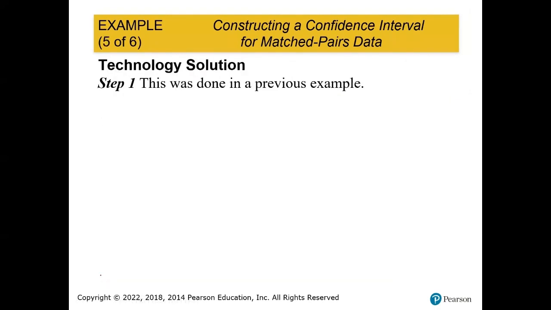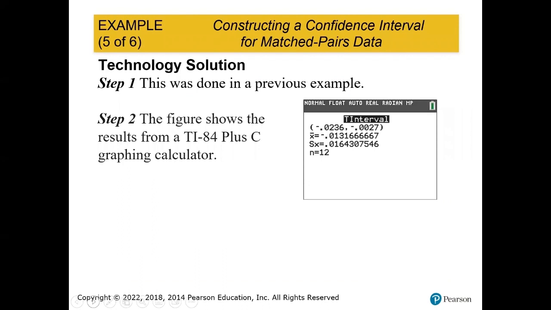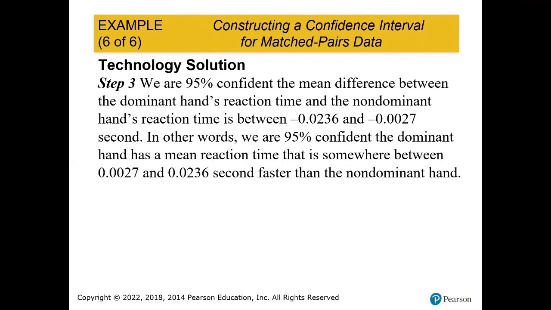So clearly we did this one in a previous example, so we can just go and get the answer here. Negative 0.0236 to negative 0.0027. What does this mean? We are 95% confident that the mean difference between the dominant hand's reaction and non-dominant hand's reaction time is somewhere between negative 0.0236 and negative 0.0027 seconds.